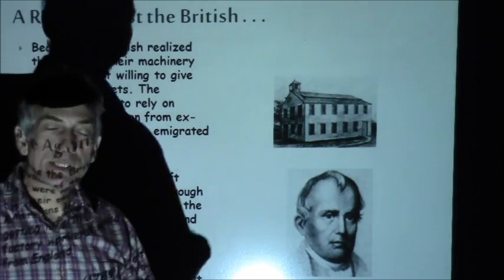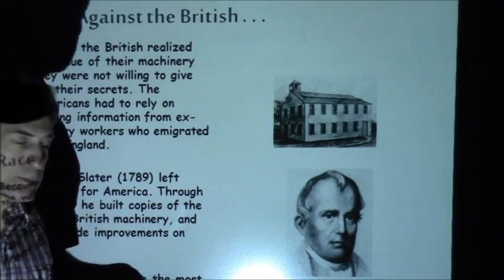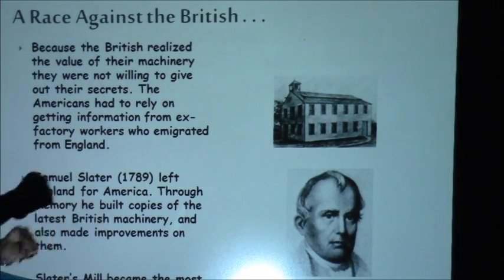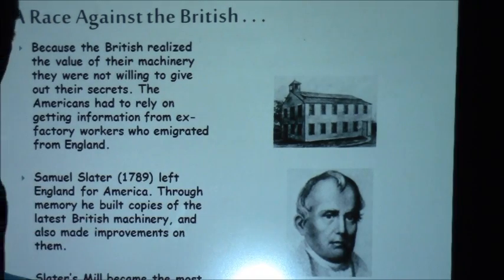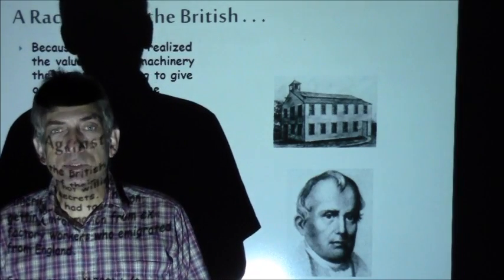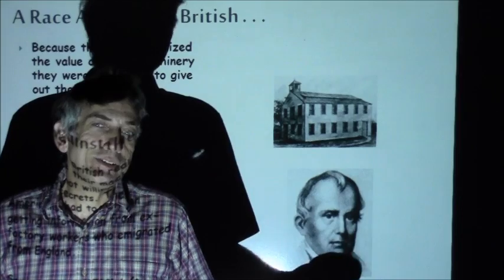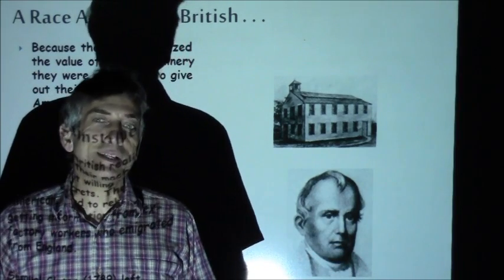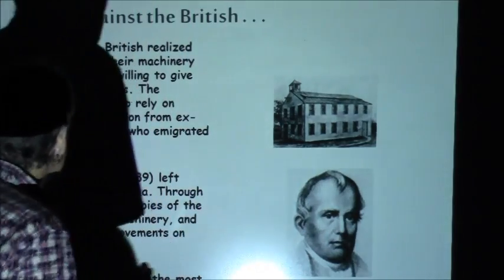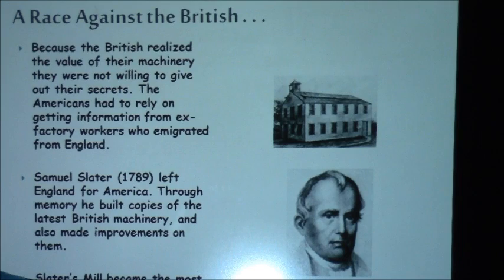One of those was Sam Slater. In 1789, the same year that George Washington becomes president, Sam Slater left England for America. Through memory, he built copies of the latest British machinery. So he's an early industrial spy, and it's interesting that he becomes this industrial spy the same exact year that George Washington is president of the United States. So industrialization is going to begin in the United States at the same time the federal system actually begins in the United States. Slater's mill became the most advanced mill in the United States.